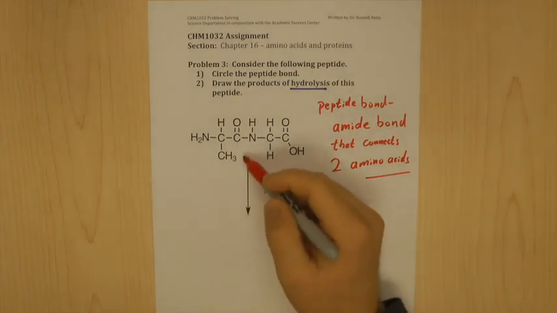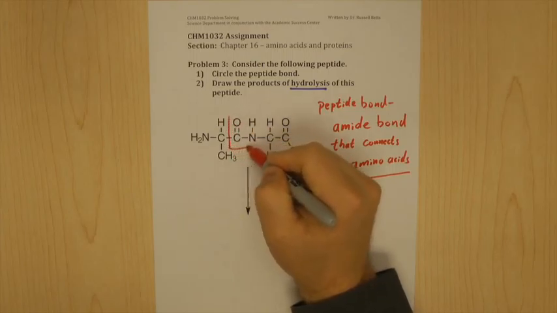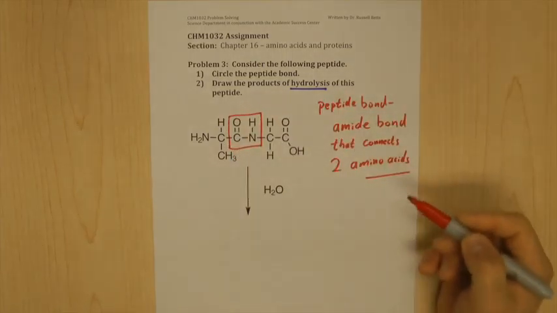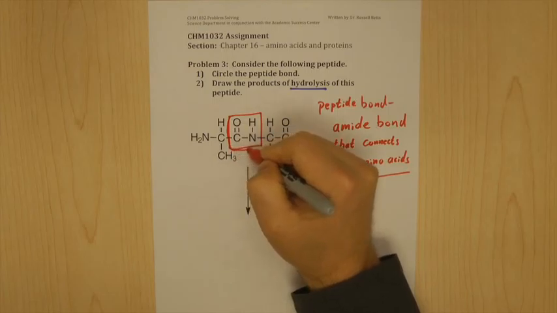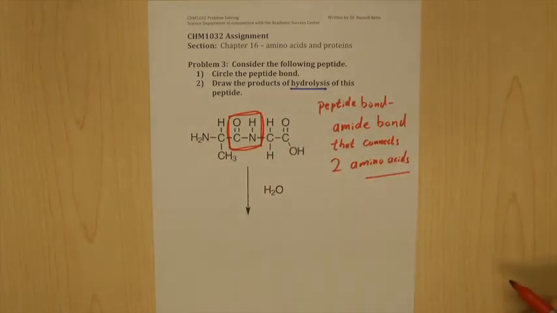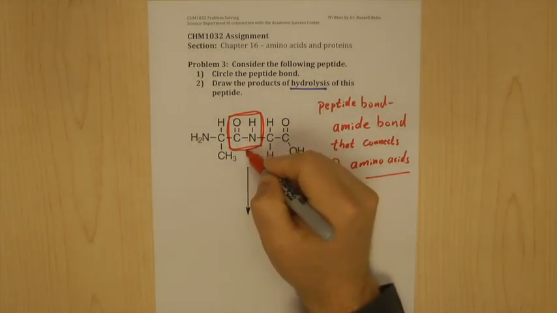Okay? So here's my amide bond. I put a square around it. I guess I'm supposed to circle it, right? There we go. A little bit more circular in my square. So that's my peptide bond. The hydrolysis of a peptide bond will give me two amino acids, or we'll break a peptide bond into two. So we're going to break that bond right there.